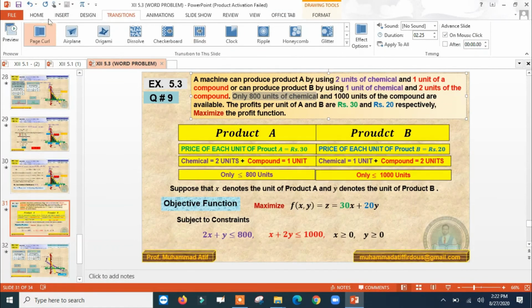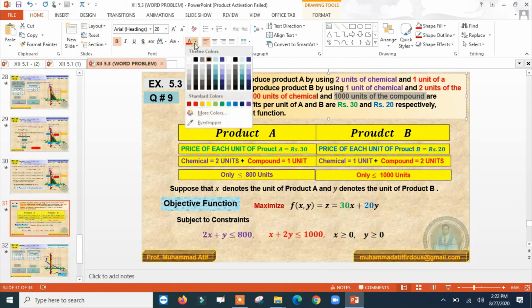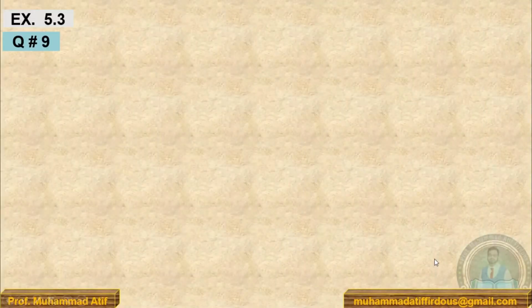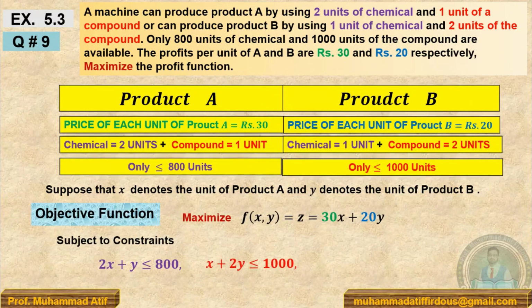800 units of chemical. Just convert this into red one, and just convert this 100 unit into a red one. Units of compound, chemical, we have a purple color. Okay, no, leave this. Okay, I just try. Okay, a perfect color combination, no need to change your color.